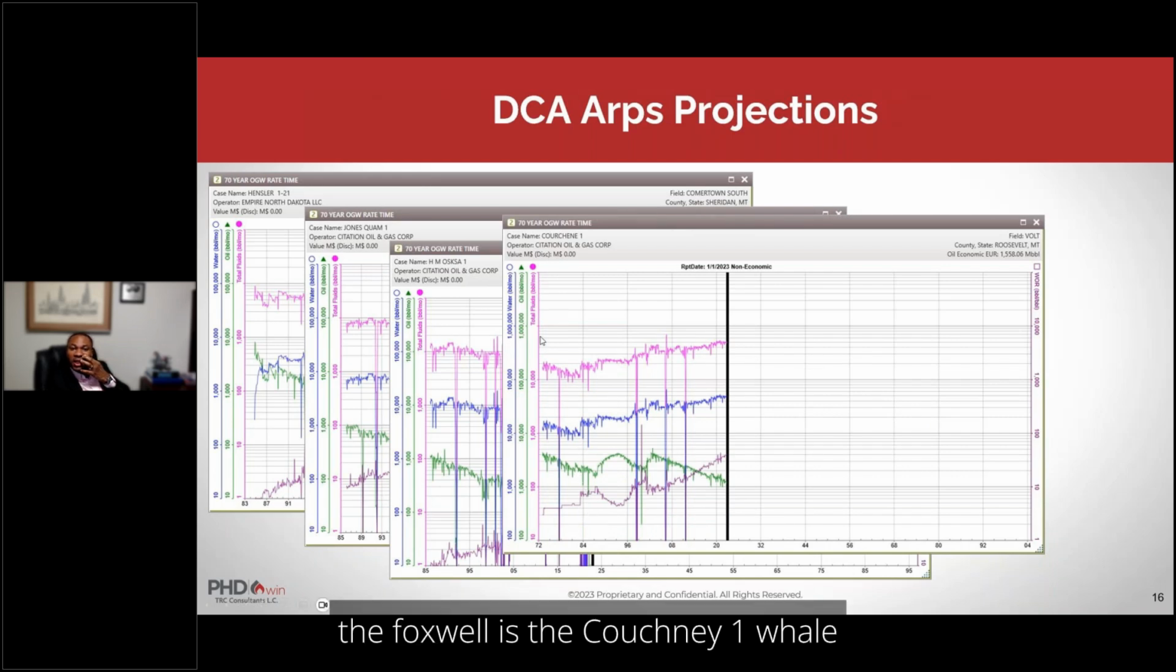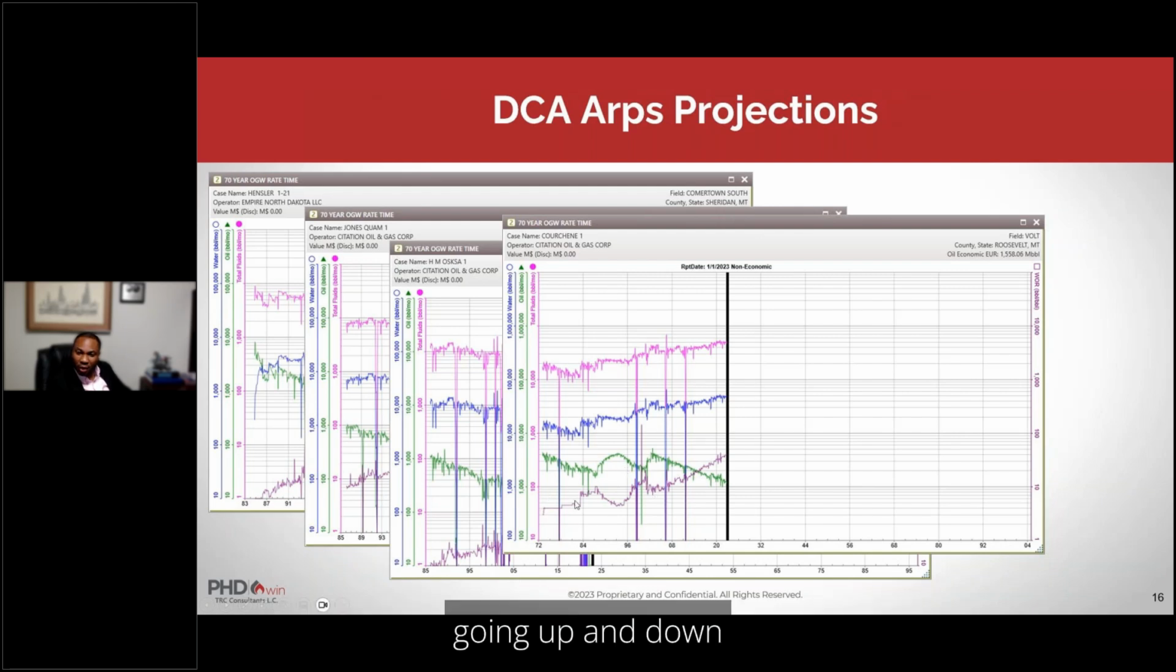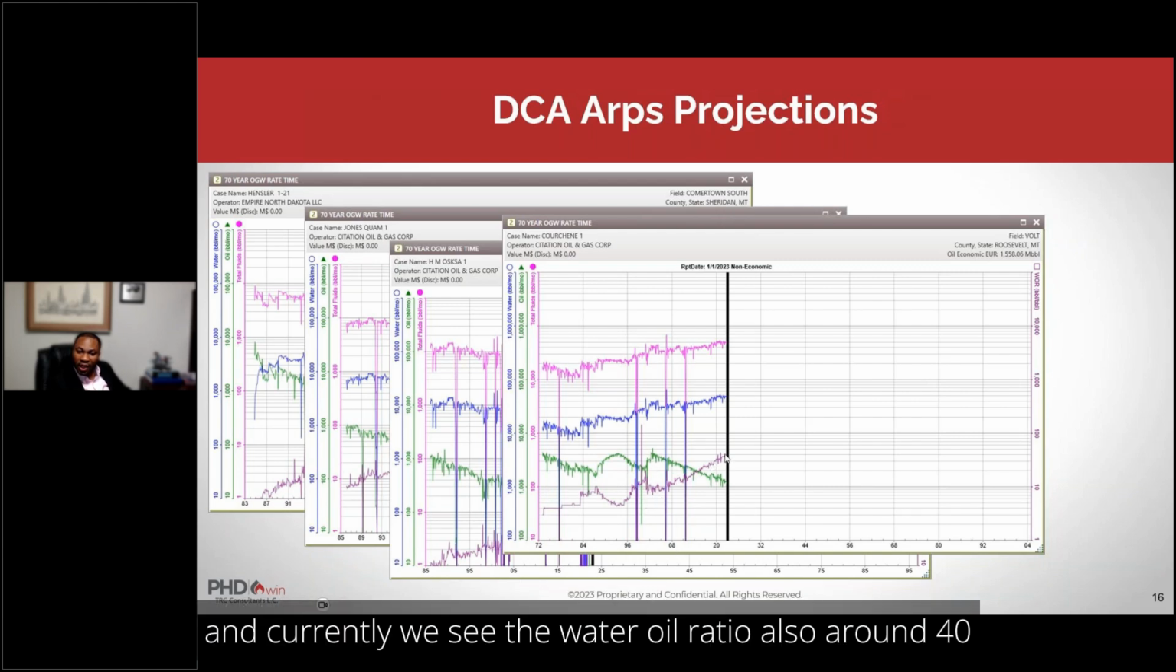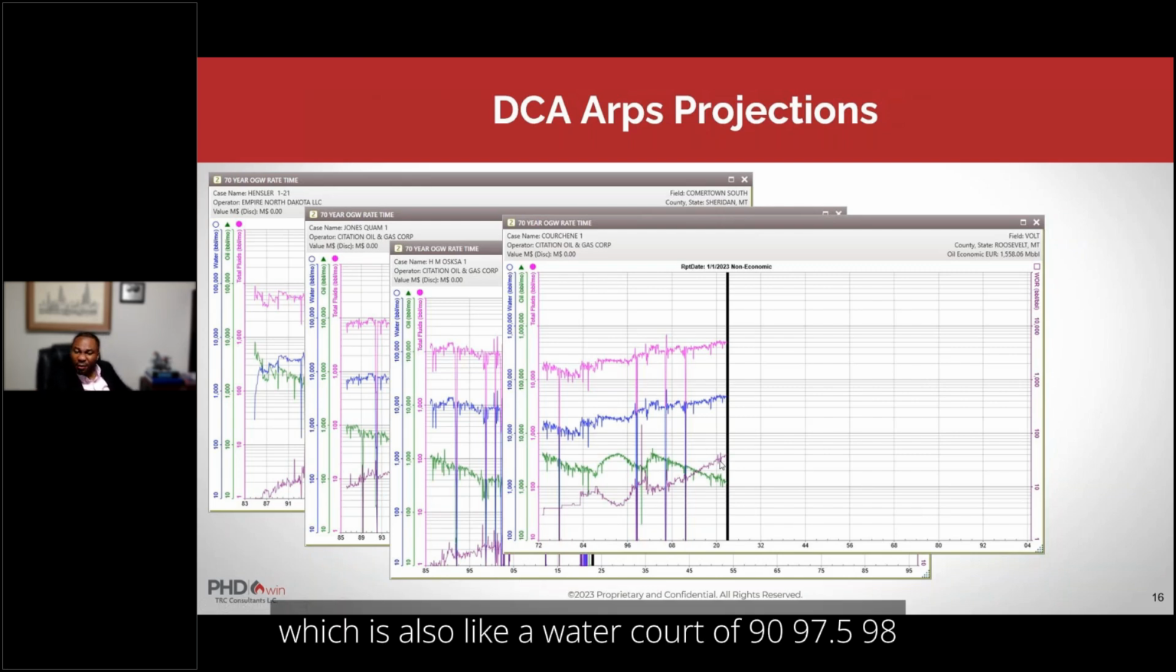The fourth well is the Couchney 1 well in the Vought field in Roosevelt County, Montana. For this particular well, it's produced over 1.5 billion barrels of oil. So that's a really prolific well. For this well, you see water flood, the water-oil ratio has some behavior that is going up and down, but since the 2000s it's been trending up. Currently we see the water-oil ratio also around 40, which is a water cut of about 97.5 to 98%.